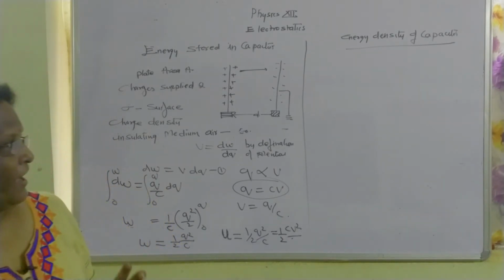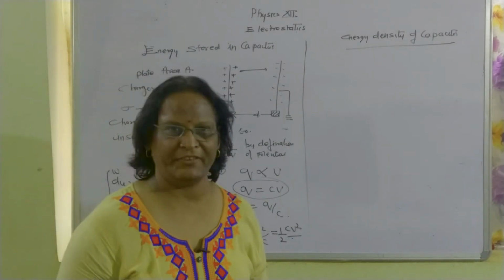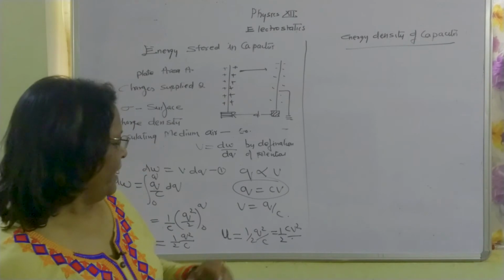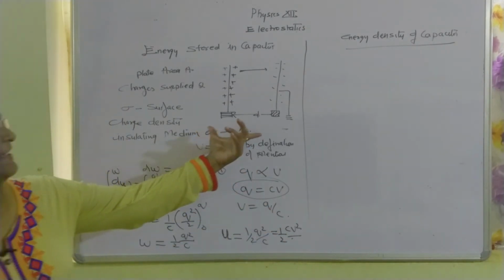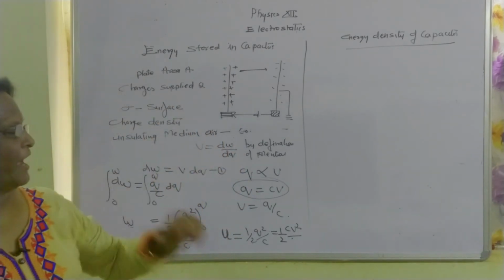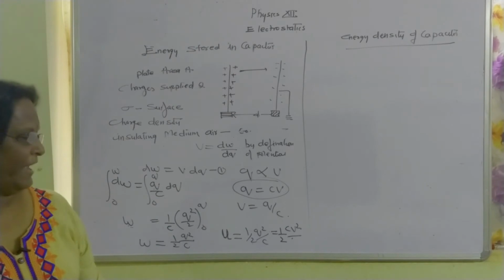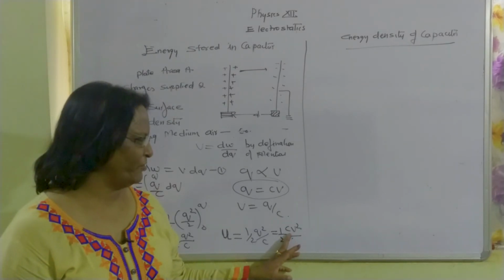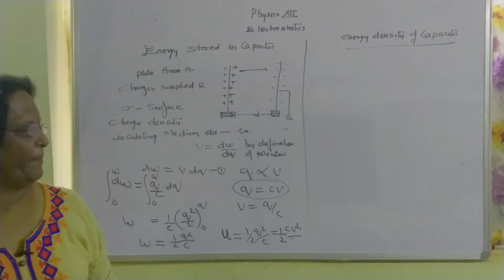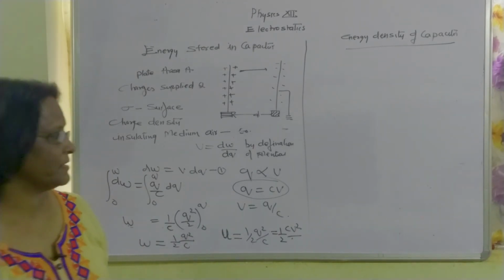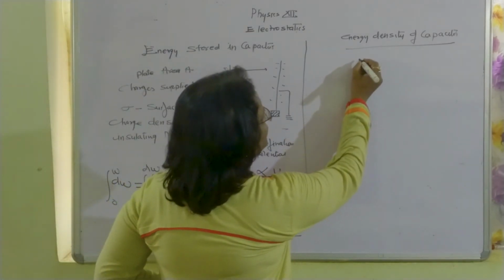Now, we want to get the concept of energy density of a capacitor. In this part, you have seen that D is the distance between the plates, A is the area of the plate, sigma is the charge density of the plate. But the energy stored depends only on Q and C. It can also depend upon Q and V.